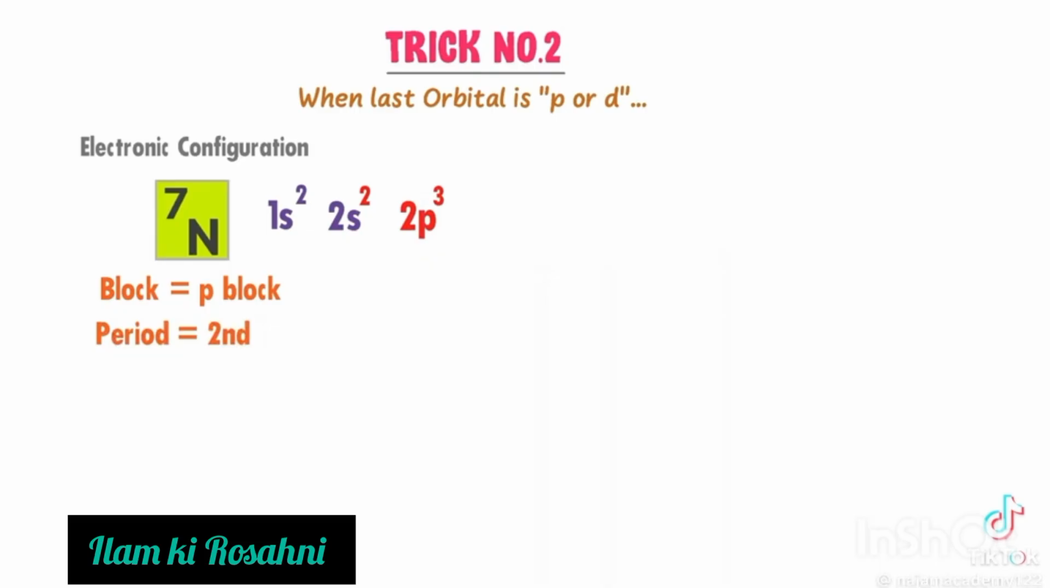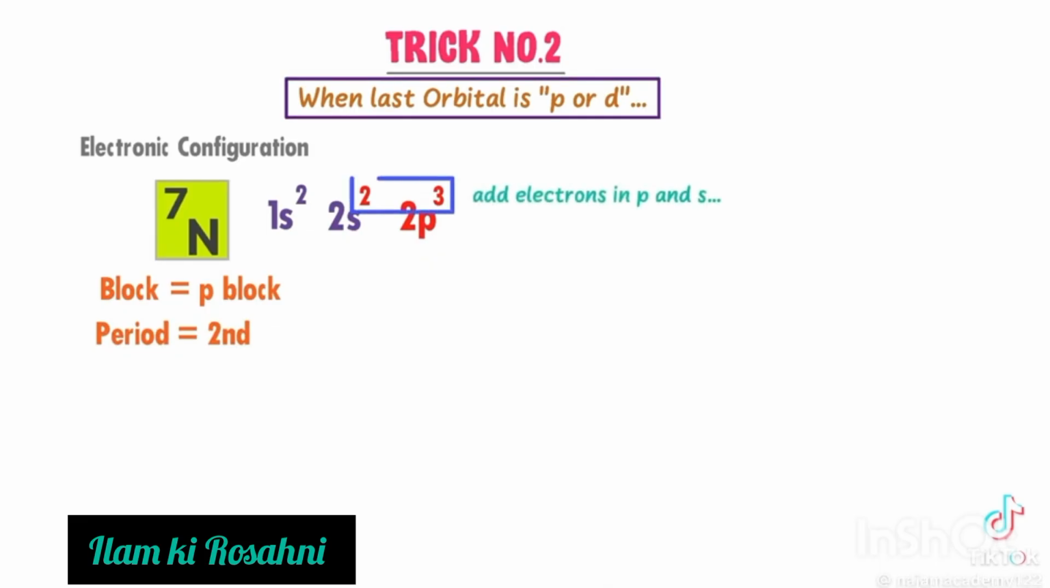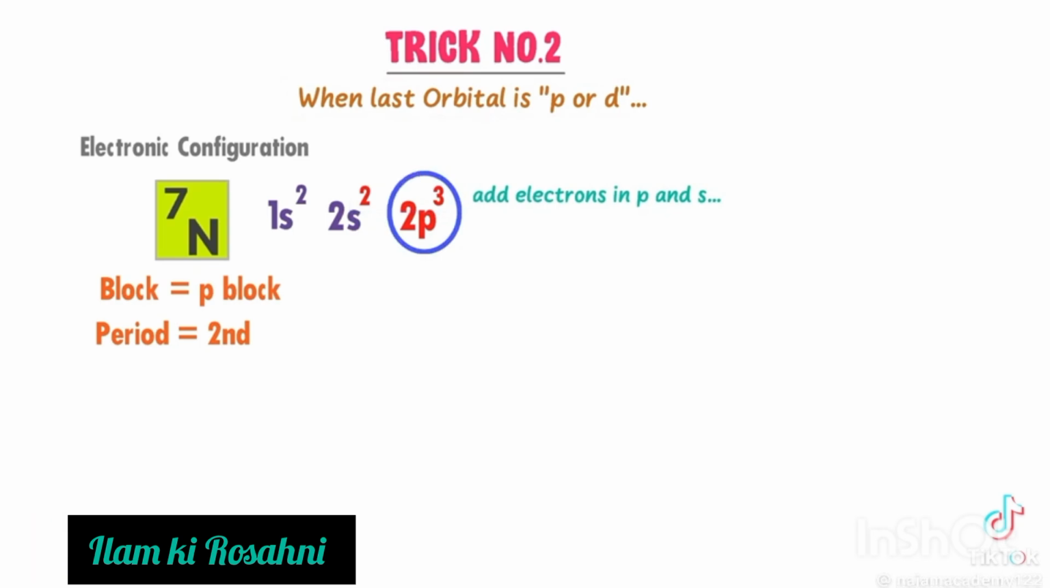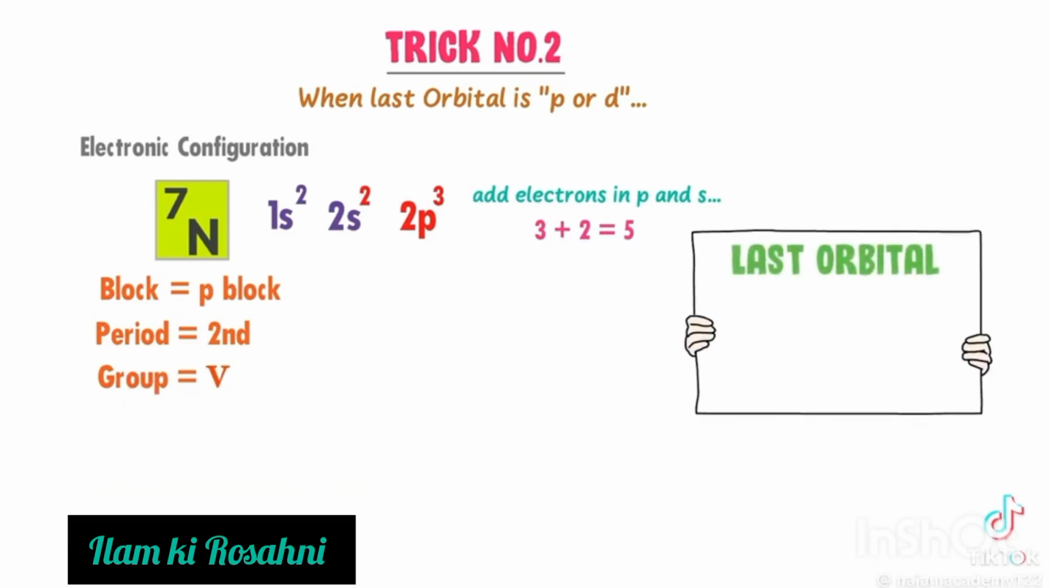Now listen carefully. When the last orbital is p or d, always add the electrons in the p and s orbitals to get the group number. For example, in this p orbital there are 3 electrons and there are 2 electrons in this s orbital. 3 plus 2 is equal to 5. So nitrogen is in the 5th group. We also know that if the last orbital is s or p, its subgroup will always be A. So nitrogen is present in the 5th A group.